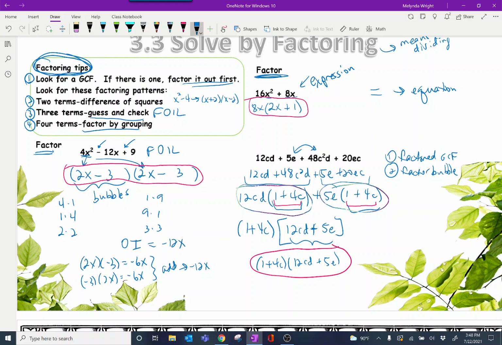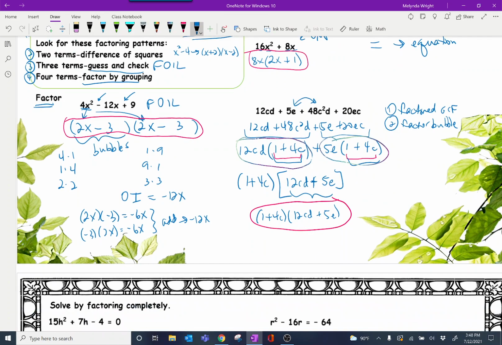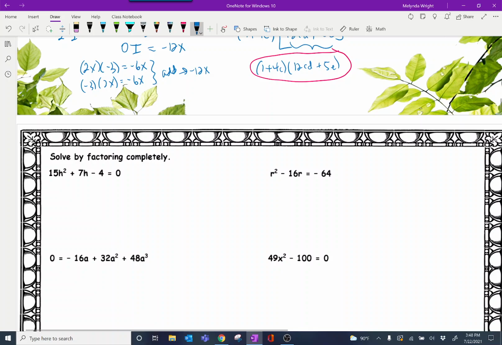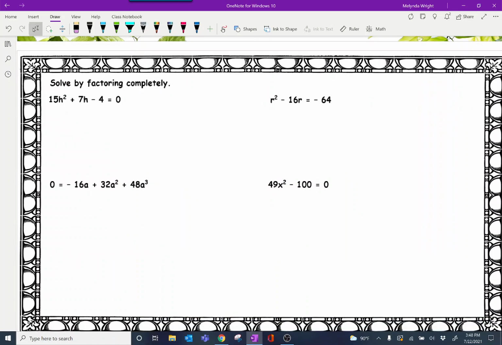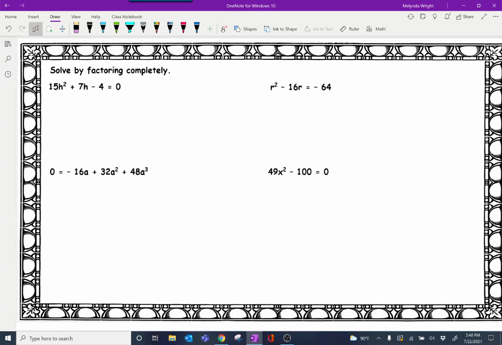All right, great. Now let's move on to solving. We've got a nice little factoring review, and now we're going to do solving. Okay, so this is really, really important. I'm just going to put a big asterisk here. So for this technique to work, you must set equal to 0.